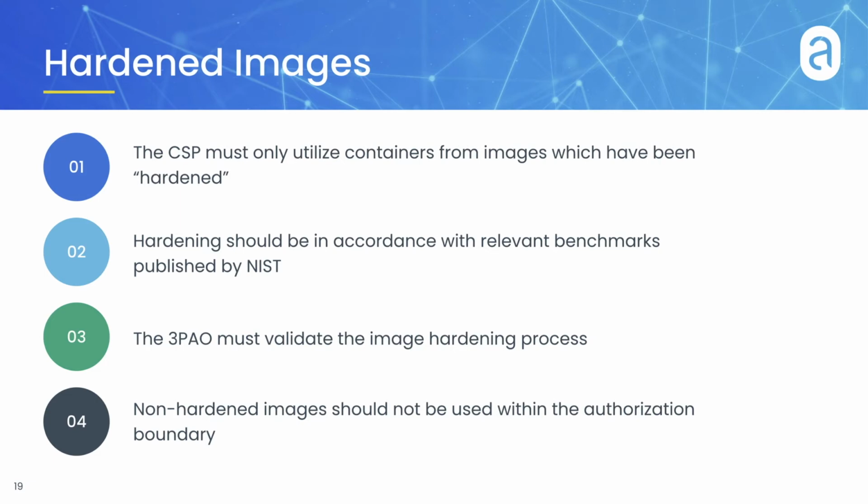Those 2 screens where Hayden took us through Anchor, a lot of the tools and controls you saw in there map back nicely to this first one, hardened images. The next is that the third-party authorizing official must validate the image hardening process. So not just focusing on the artifacts we're building, but also the CI/CD process and any tools that we're using along the way. All this, again, must be validated as well.